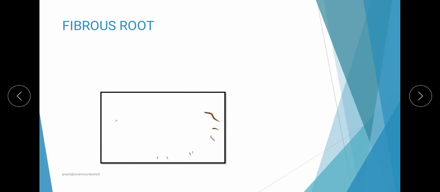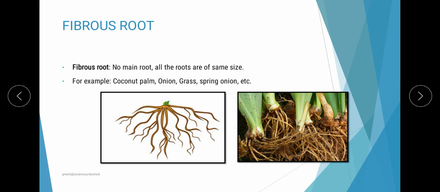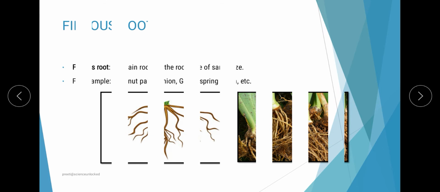The next category is the fibrous root system, where the name itself suggests that there is a bunch of roots coming from a common point of origin, and the length of the roots is approximately the same. So in the fibrous root system there is no main root coming from the center with extensions. It is a bunch-like structure altogether. For example, we have grass, spring onion, and many more such examples.